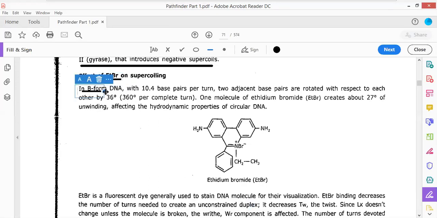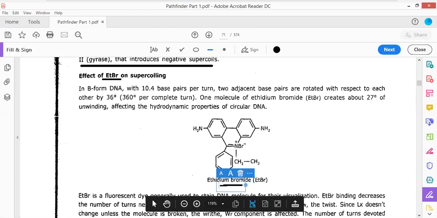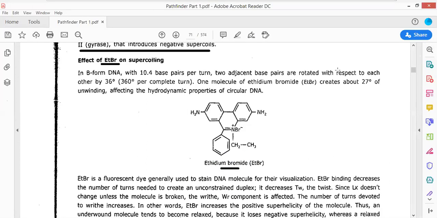ETBR is a planar molecule. This is ETBR, a planar molecule. This planar molecule can move between the strands of the DNA molecule and act like a jack. As there is a jack to increase your car height, so ETBR works. ETBR moves in between the DNA strands and then stretches itself in such a manner that it increases the distance between the two strands of the DNA, between two nitrogenous bases. This is how ETBR functions.